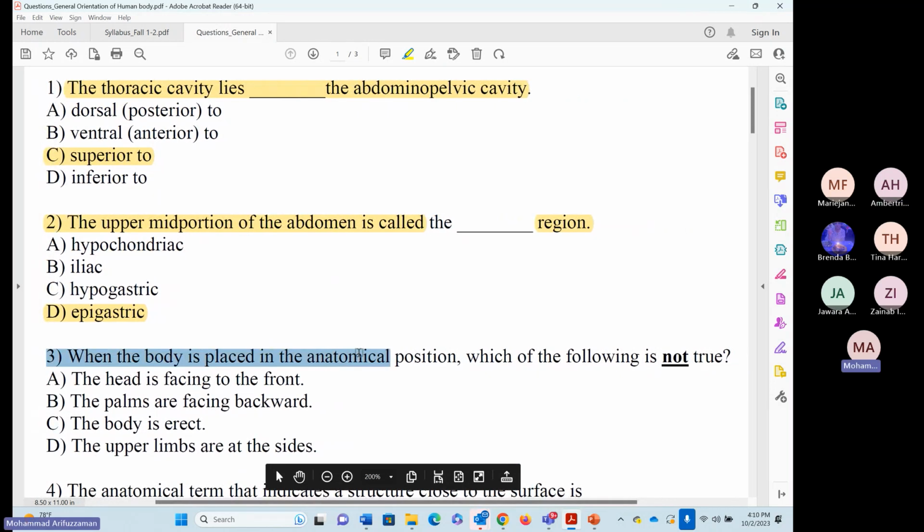When the body is placed in the anatomical position, which of the following is not true?